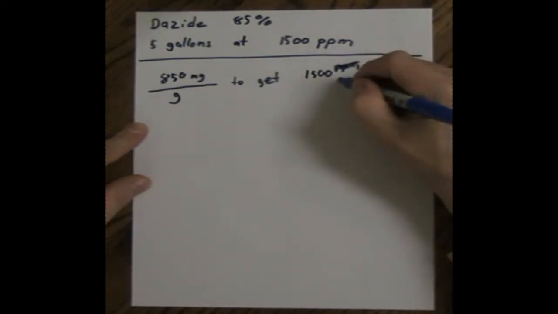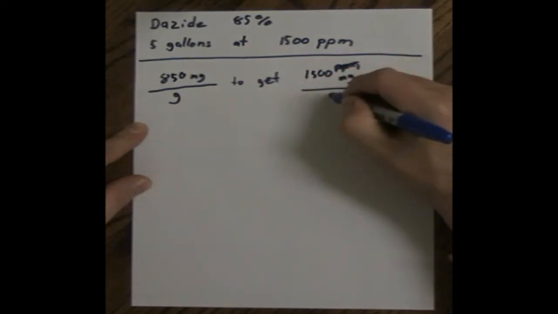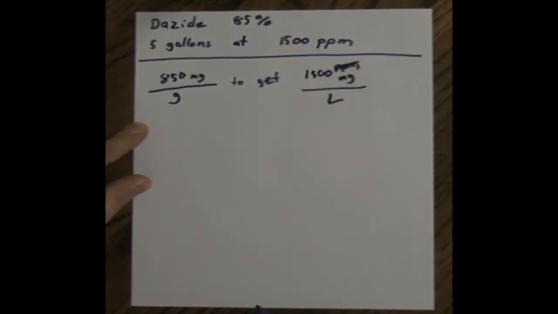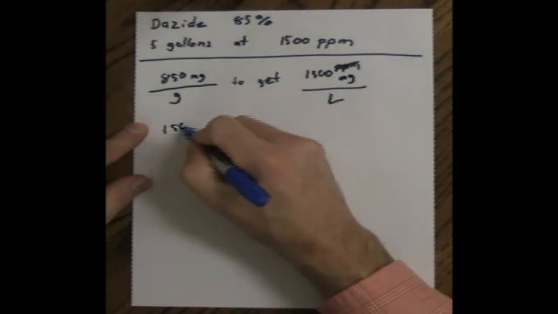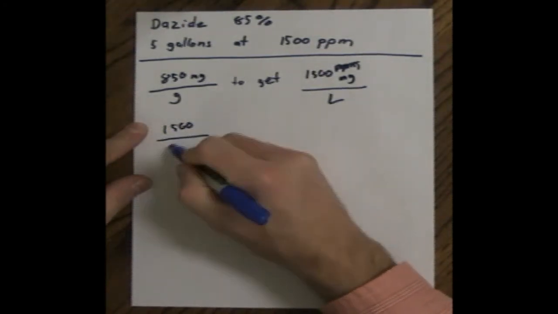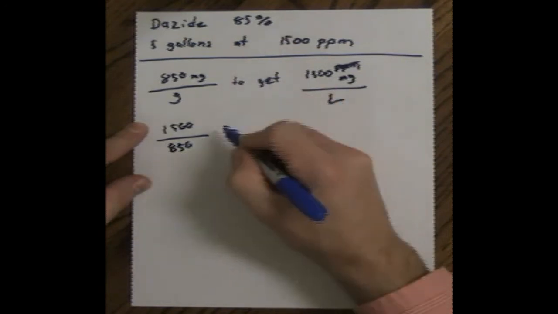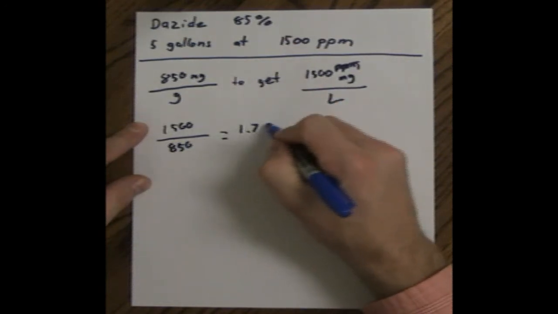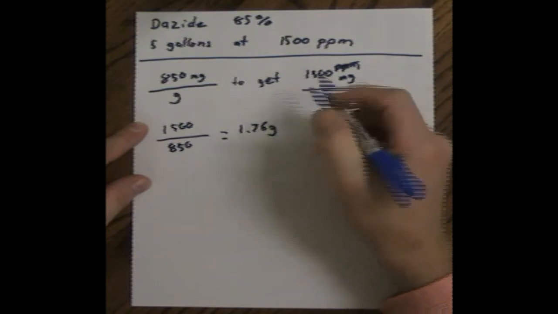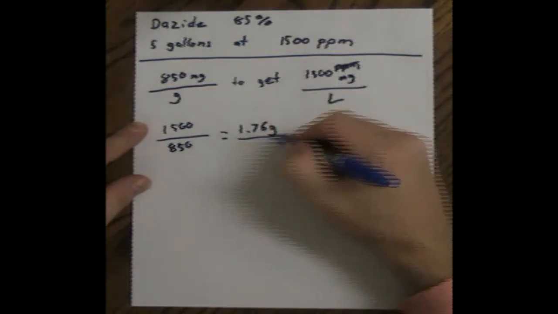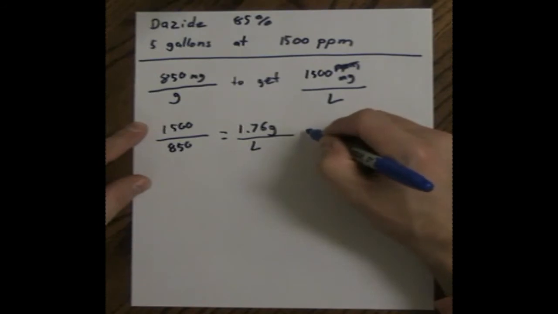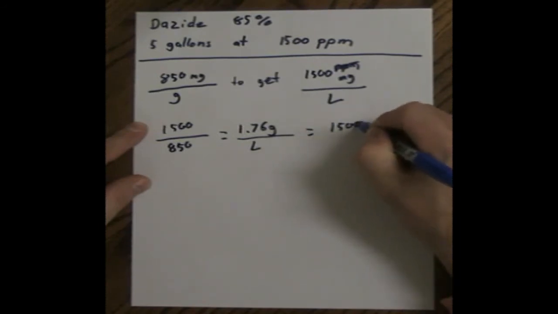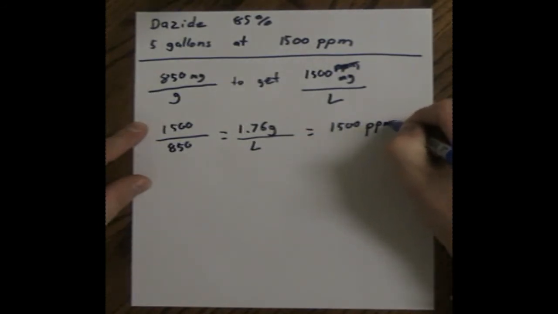or milligrams per liter. So just like with our other solutions, we want to take 1500 and divide that by 850, and that will give us 1.76 grams of Dazide per liter, will give us 1500 parts per million.